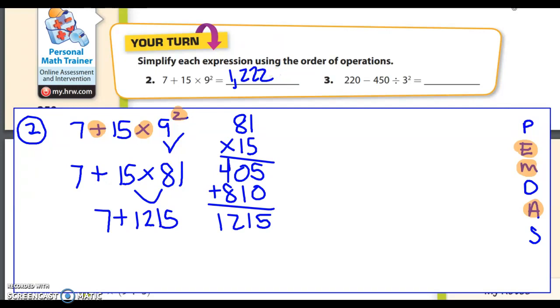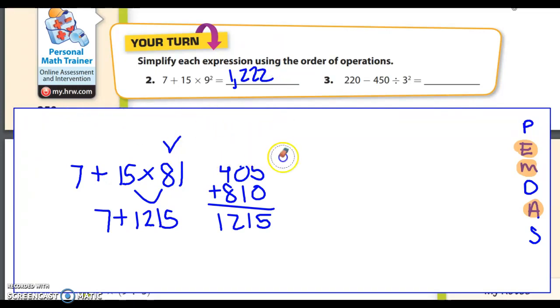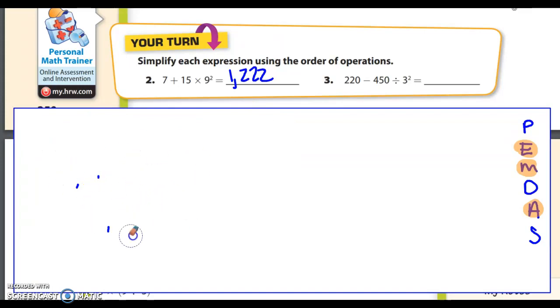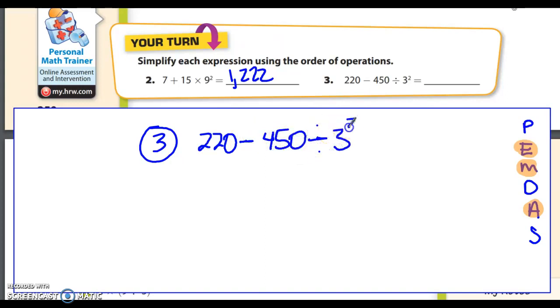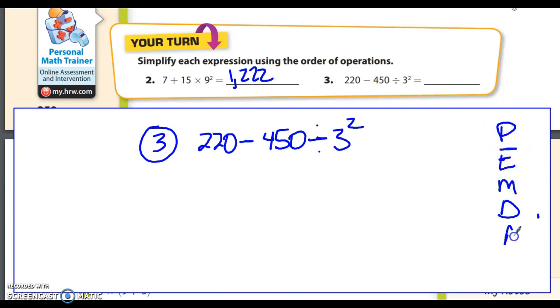All right, one more, number 3. 220 minus 450 divided by 3 squared. What are my operations? I've got parentheses, exponents, multiply, divide, add, and subtract. My operations are subtract, that's way down here. I've got divide, that's right here, and I've got an exponent, that goes here. Exponent goes first, so the 3 squared means 3 times 3, that's 9.